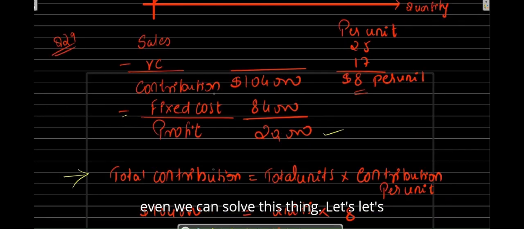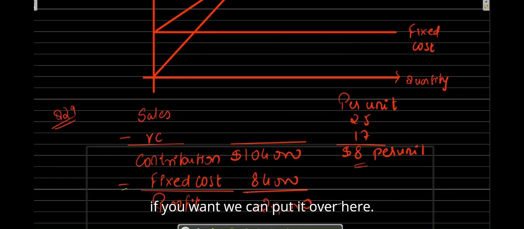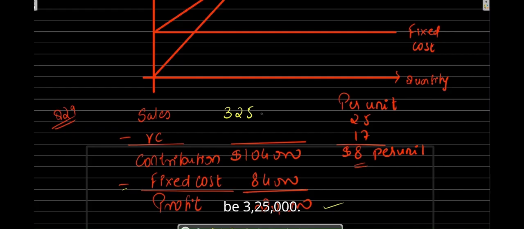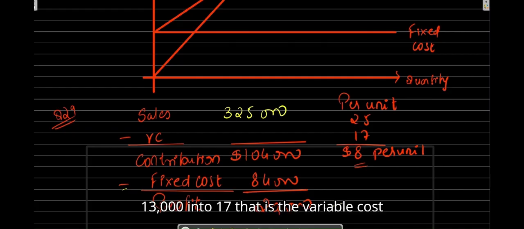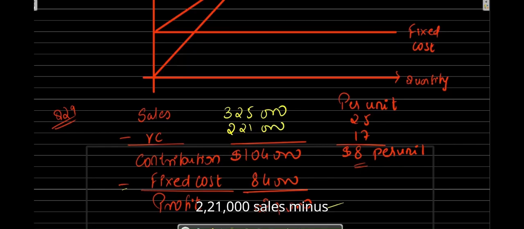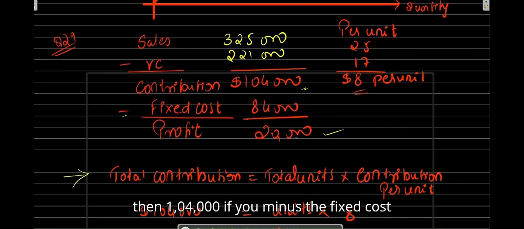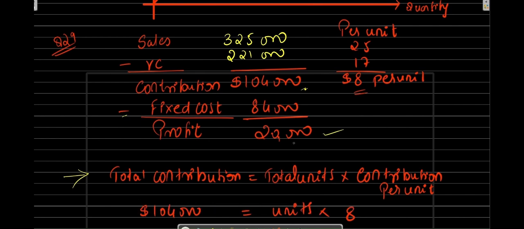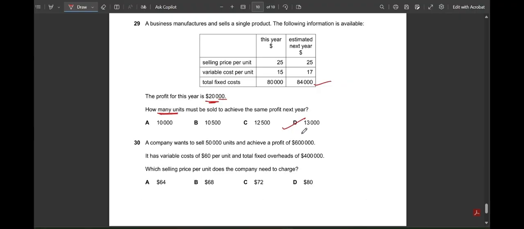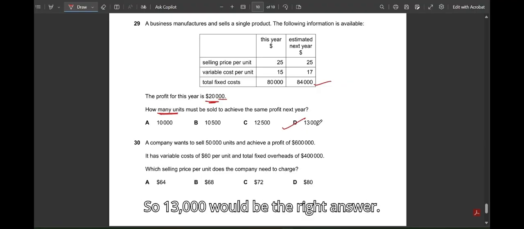Okay, we can even verify this. 13,000 into 25 will give me how much? 3 lakh 25,000. 13,000 into 17, that is the variable cost, will give me 2 lakh 21,000. Sales minus variable cost, 3 lakh 25,000 minus 2 lakh 21,000, will give you 1 lakh 4,000. If you minus the fixed cost, you will get 20,000 as the profit. Very easy, direct question. So 13,000 would be the right answer, option number D.